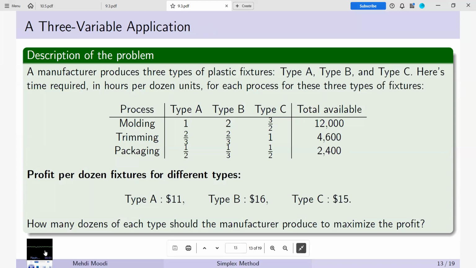Now we move to a three-variable application. A manufacturer makes three types of plastic fixtures and wants to maximize profit under time limits for molding, trimming, and packaging. This is where Simplex really shines, because graphing three variables is not fun.